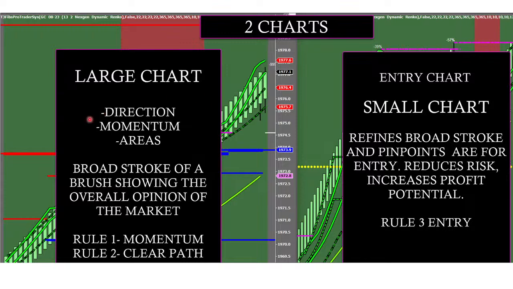Large chart leads the way. Small chart is a refinement chart. What happens inside of this one bar, we create an X-ray. We look at about 20 to 30 bars worth of movement inside of this one bar. This is where we're going to refine that broad stroke of a brush. We're going to be able to pinpoint where the market is most likely to continue. And guys, this becomes your entry through rule number 3. This is where you're going to reduce your risk, where you're going to maximize your profit potential.